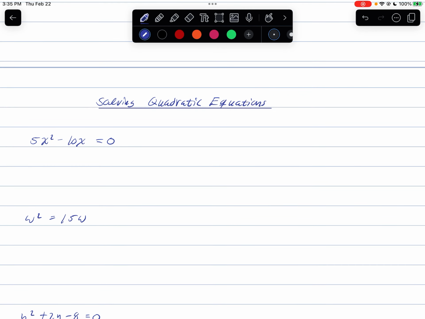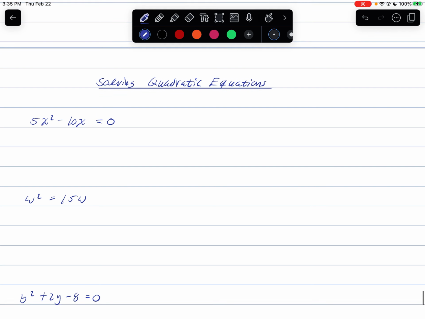So now we have a lot of the tools that we need to start solving more complicated quadratic equations. So let's take a look at a couple simpler examples of this. Here we have 5x squared minus 10x is equal to 0. And we want to figure out which values of x will make this equation equal to 0.